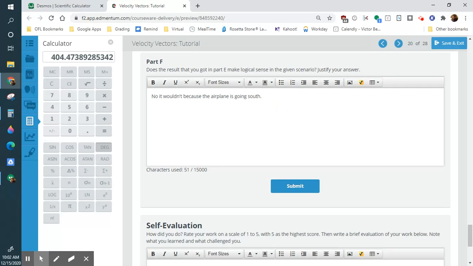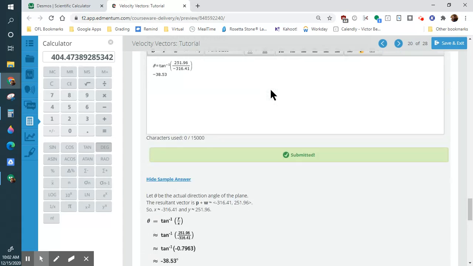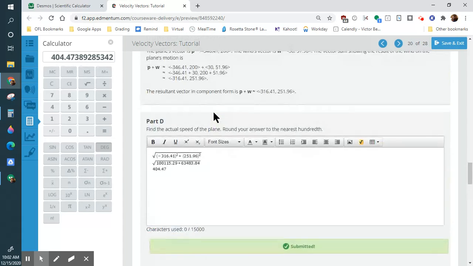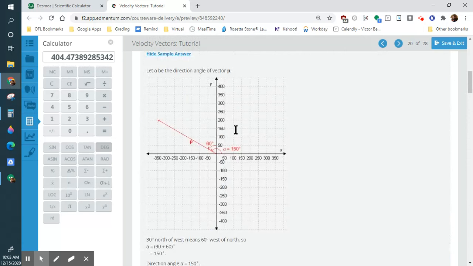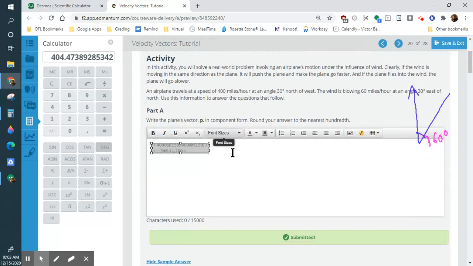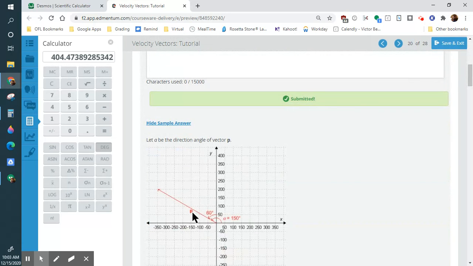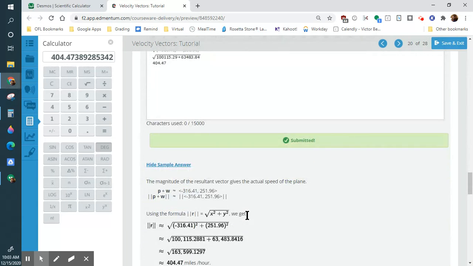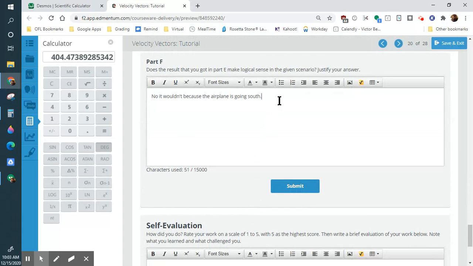Well, I'm going to continue recording. So it wouldn't make sense because if we think about it, negative 38 degrees is going down. If the airplane's going this way and the wind's going this way, why is the airplane going down? It wouldn't make sense going south when there is no force pushing it south.